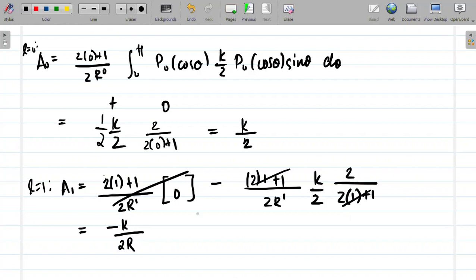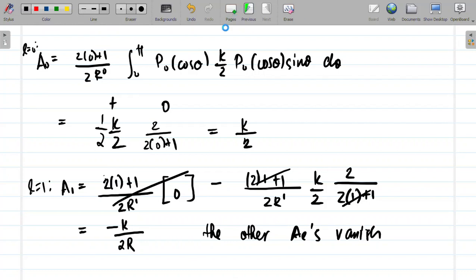Tapos, ayan. Now, class, paano yung L equals 2, 3, 4, and so on? 0 yung integral kapag yun yung L natin, di ba? So, the other A sub L's vanish.